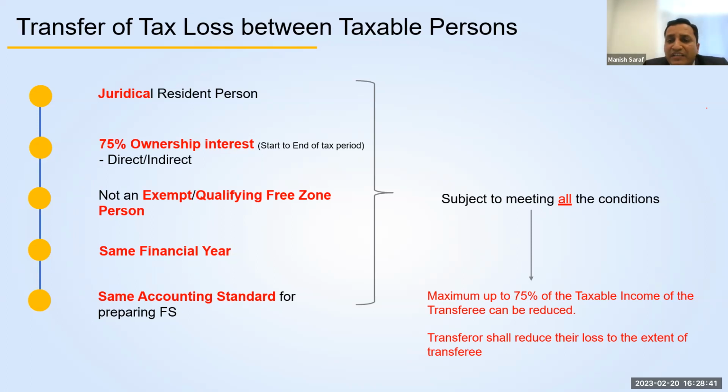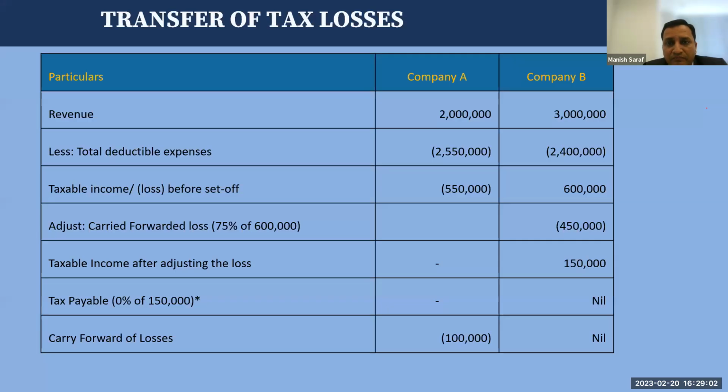And any kind of transaction taking place in between, like an asset movement, can be done at net book value. So there will be no profit or gain when the transactions are taking place within that group. And a maximum of 75% of taxable income can be transferred. We will look at the next example. Just move on to the next slide.